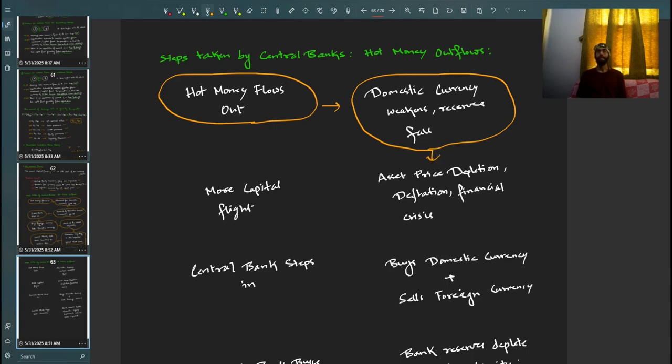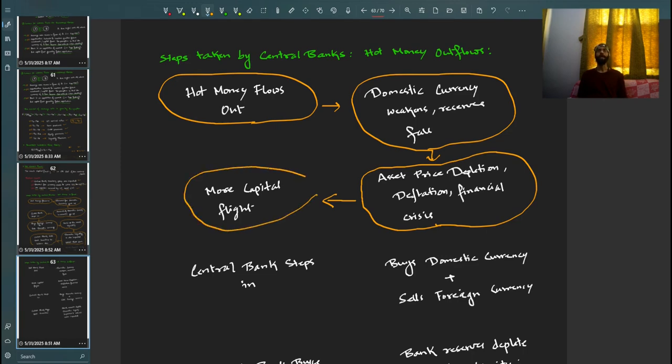Also, asset prices are falling, there is deflation, and there is a financial crisis, right? All these things might be happening together in different intensities, right? And as a vicious circle, this also creates more capital flying outwards. More capital flight outwards, right? So this is like a vicious circle which ensues.